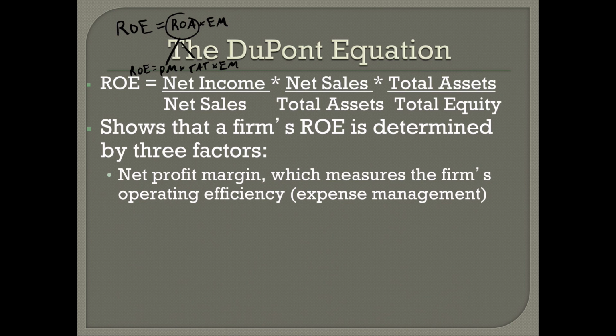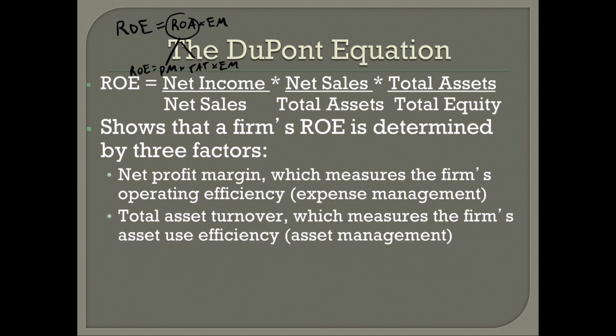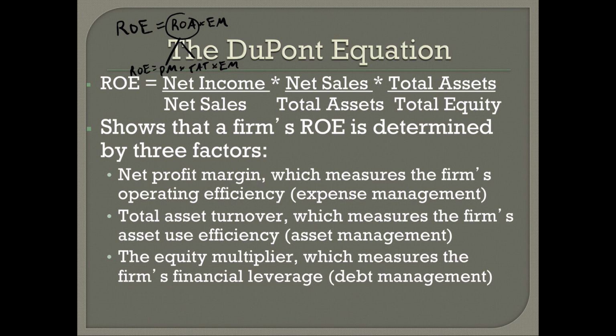So what do these three different ratios showcase? Well, net profit margin measures the firm's operating efficiency, so focusing on expense management. Total asset turnover focuses on asset management, so measures the firm's asset use efficiency. And then the equity multiplier is a leverage ratio, so focusing on debt management. So the key takeaway here, and this is your full DuPont identity, is that ROE is equal to profit margin times total asset turnover times equity multiplier.